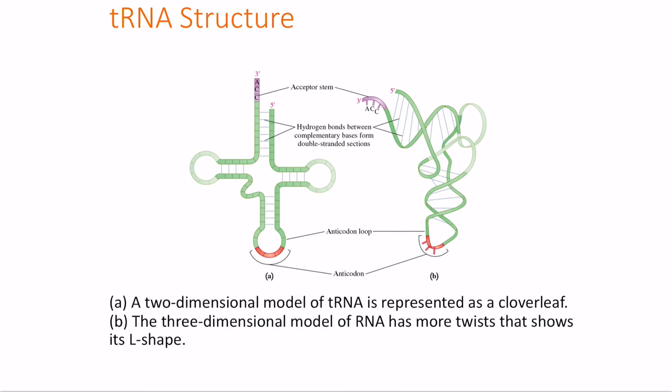So this is the structure of a tRNA in general, and it has much more twists than it is shown here. On one end you have the anticodon loop, and on the other end you have the acceptor stem. Acceptor stem is the point where the transcription starts.